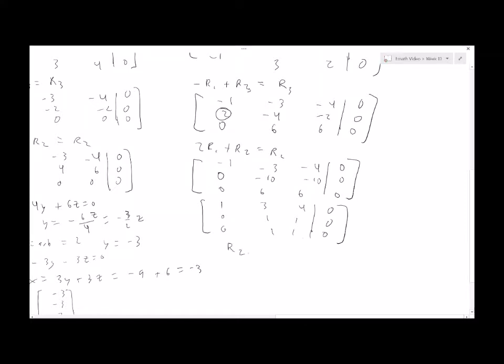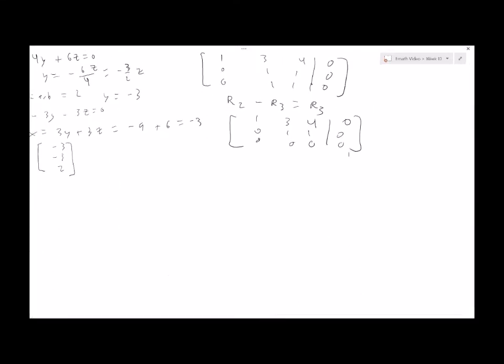So row 2 minus row 3 equals row 3. We're left with 1, 3, 4, 0, 0, 1, 1, 0, 0, 0, 0, 0. So you get a row of zeros, so you're doing something right. So y plus z equals 0, or y equals negative z. Z is going to be arbitrary, so we'll set it equal to 1.